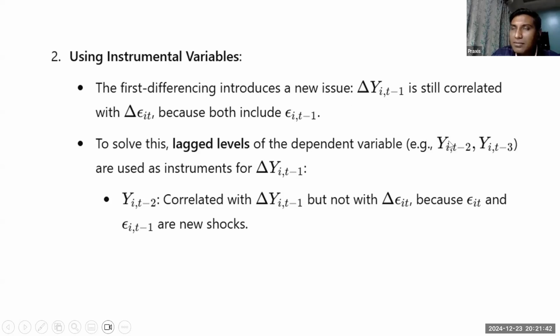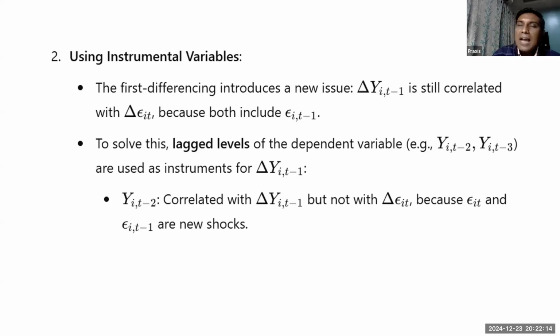So this is the suggestion that they gave, or in their model, this is how they used the instrumenting part. They are saying that this should be instrumented by either this or this, because that will reduce the possibility that your instrument gets correlated with the error term. So this is basically the same concept of using the lags of your variables as dependent variable as the instruments.